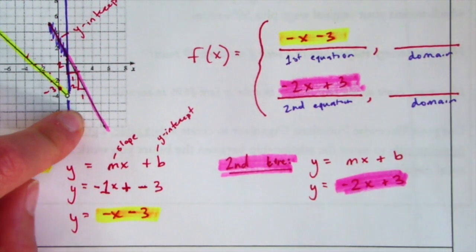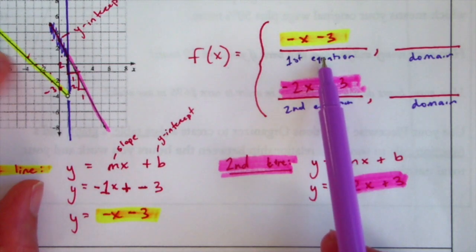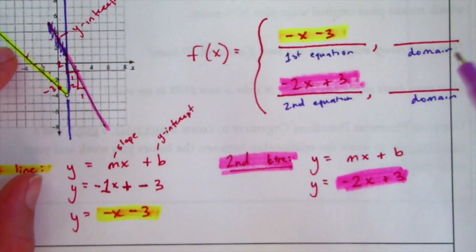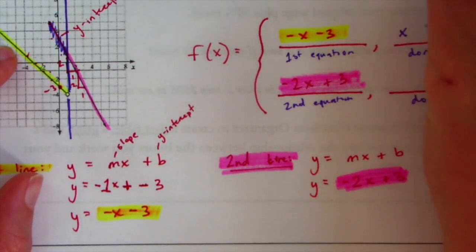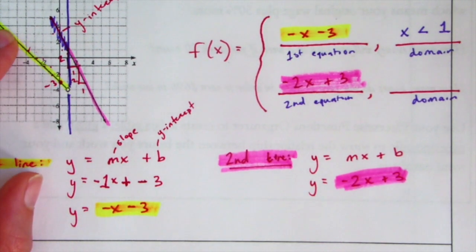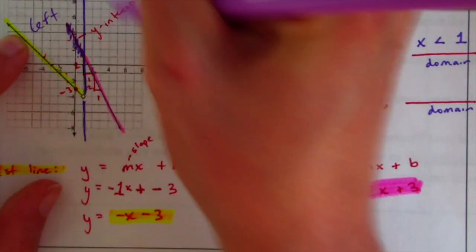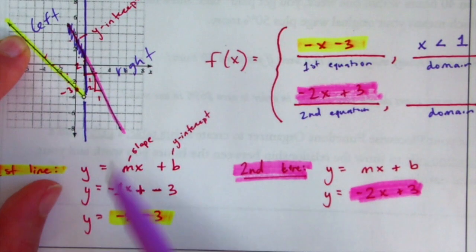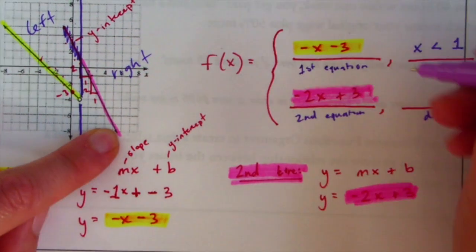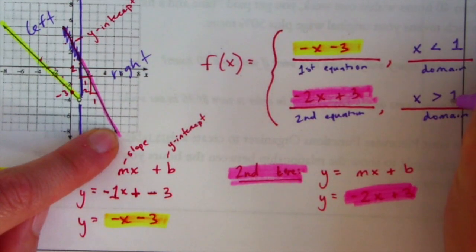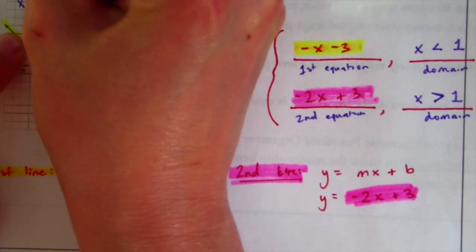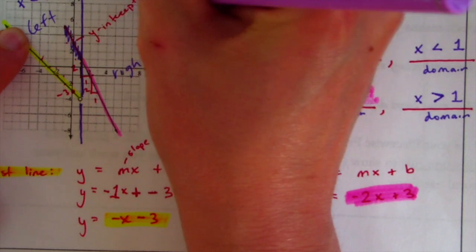So for my first equation, I want to ask myself, does it exist for x values less than 1 or greater than 1? It's going to be x values less than 1 because it's to the left of 1. And my second function, on the right, is going to exist for x values greater than 1. So on the left, the domain would be x less than 1. On my right, the domain would be x greater than 1.